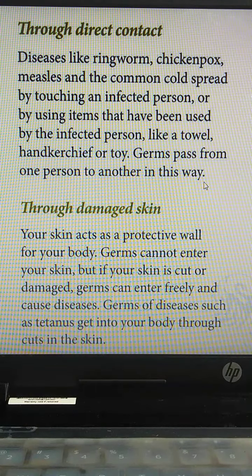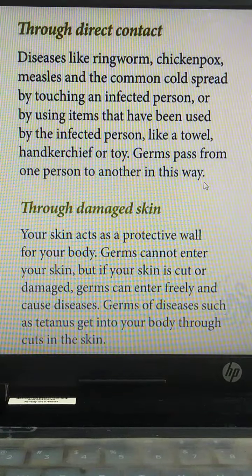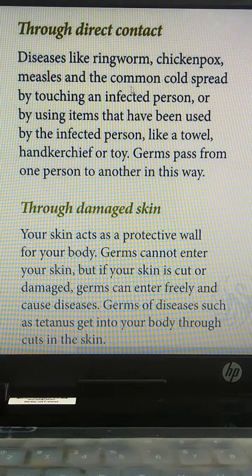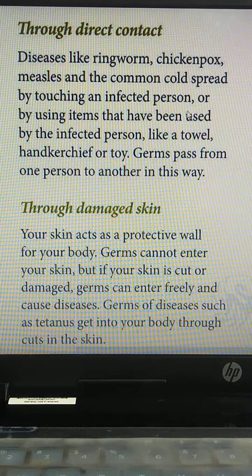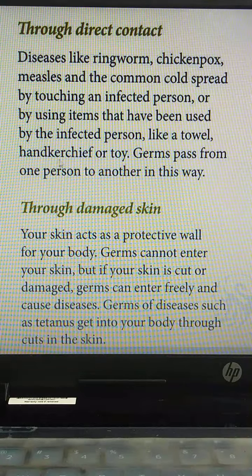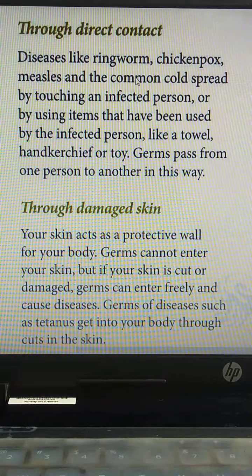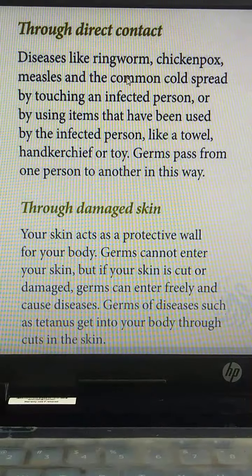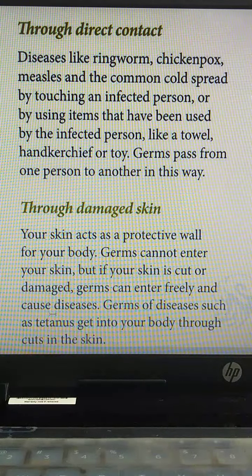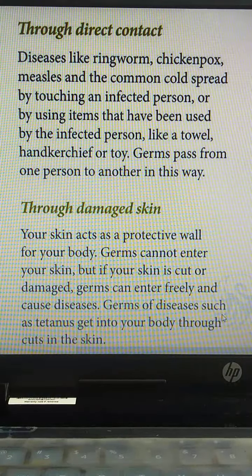Now we're talking about the coronavirus, COVID-19. You touch that person, alright? Then definitely you also suffer, like ringworm, chickenpox, measles, and common cold spread by touching an infected person. You touch that person, or use that person's items like towels, handkerchief. Now towels, gamcha, handkerchief, rumal. If you use his or her toys, suppose your friend is suffering from heavy cold or chickenpox, and he or she has the toy. If you use that toy also, you also suffer from the same disease, right? So you have to take care of these things.